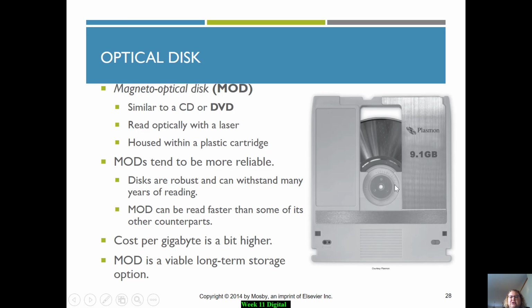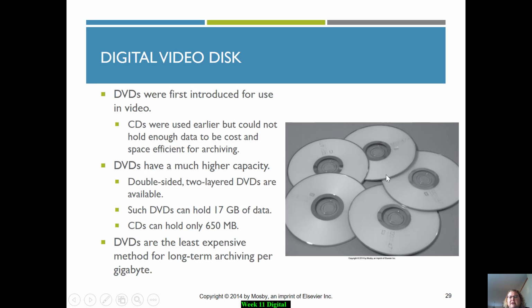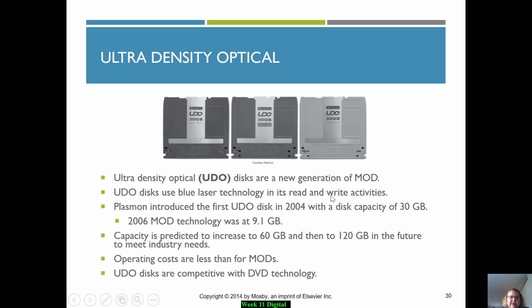This is what that optical disc is going to look like inside. It's very similar to a CD or a DVD, and it's going to be read with a laser. It's pretty reliable and pretty fast, and it has long-term storage capability. These then moved to digital video disc, so these DVDs. What's nice about DVDs is you can hold a lot of data on one, and your patient can take this DVD with them to another facility that doesn't have PACS.